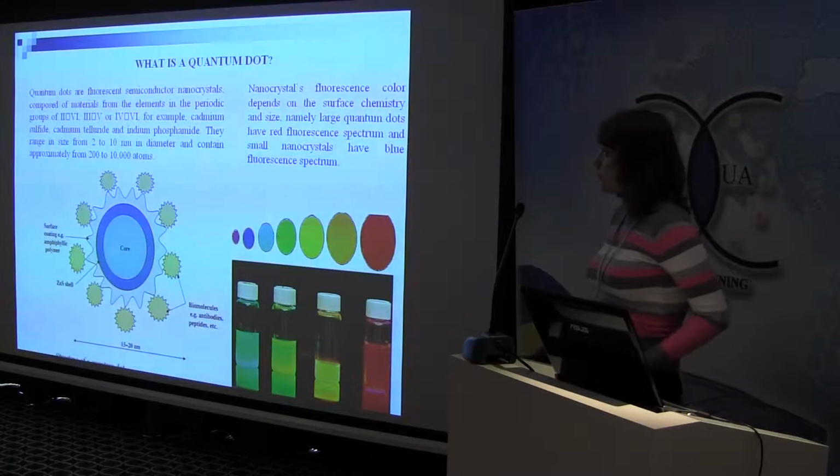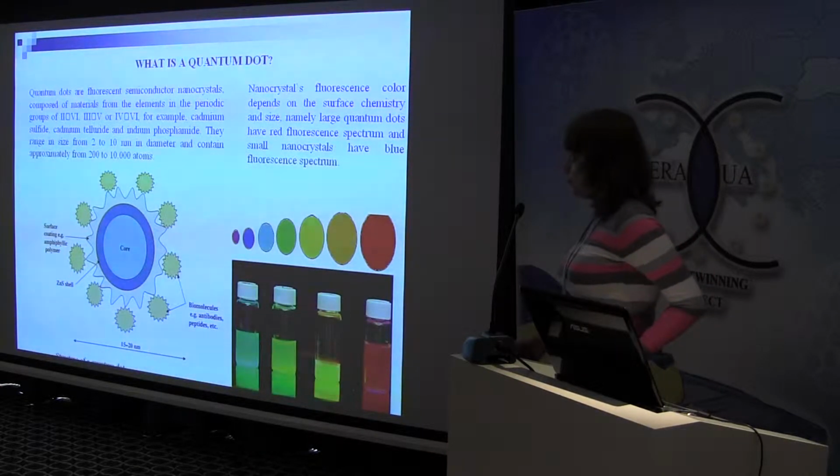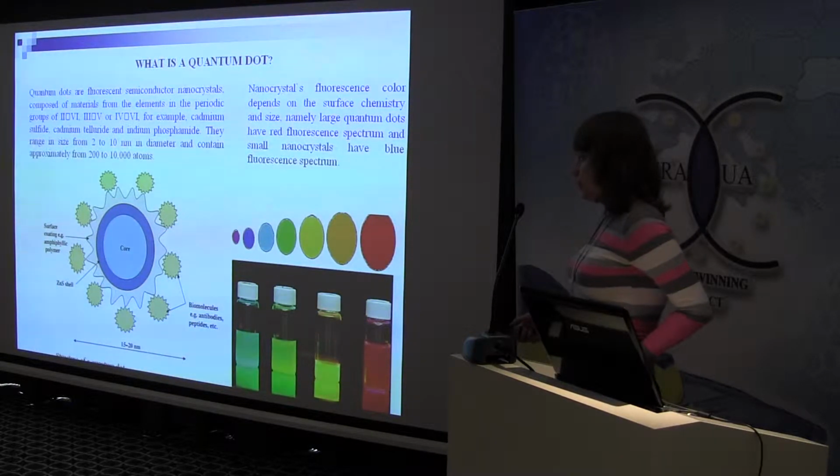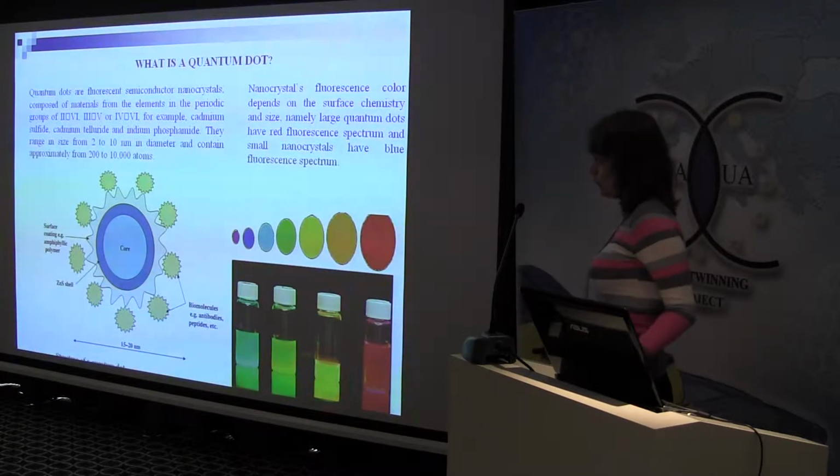First of all, it is necessary to explain what a quantum dot is. A quantum dot is a fluorescent semiconductor nanocrystal which consists of elements from the fourth and second, or third and fifth group in the periodic system. For example, it can be cadmium sulfide, cadmium telluride, or indium phosphide. They range in size from 2 to 10 nanometers and contain approximately 200 to 10,000 atoms.